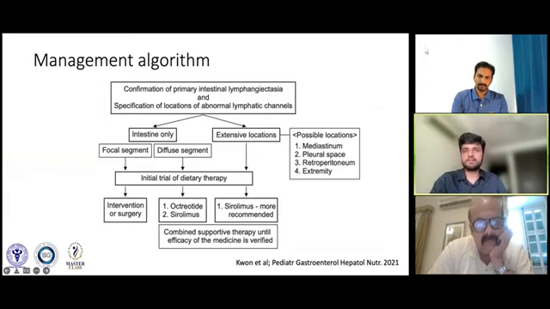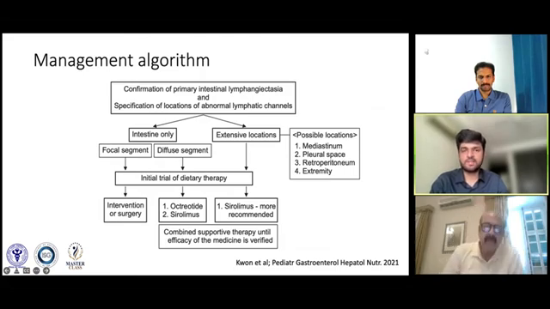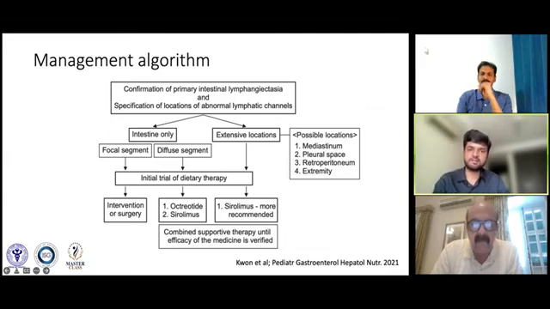So the management algorithm in most of these patients would be to first confirm whether the patient has primary intestinal lymphangiectasia by doing endoscopies, imaging, and taking proper biopsies, and to specify the location of abnormal lymphatic channels, usually using advanced imaging modalities, including MR. If the lymphangiectasia is restricted to the intestine only, whether it is a focal segment or a diffuse segment, the key to management is an initial trial of dietary therapy, predominantly MCT diet. Once it fails, we move on to the other options such as intervention or surgery.